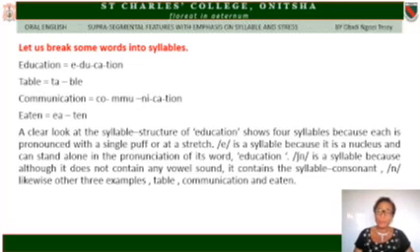Each is a syllable because it has a nucleus and can stand alone in the pronunciation of its word. Shun is a syllable because although it does not contain any vowel sound, it contains the syllabic consonant n. Likewise, the other 3 examples, table, communication, and eaten.